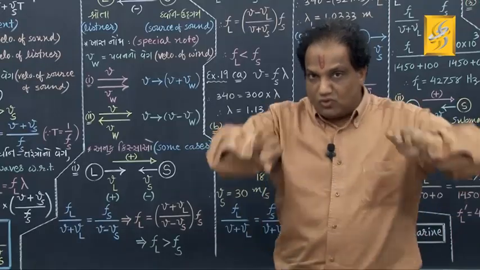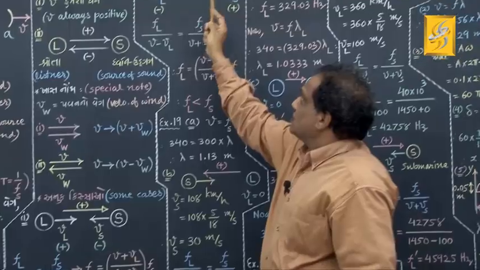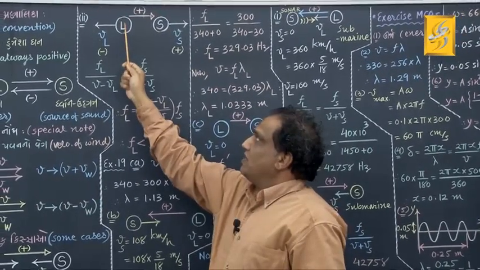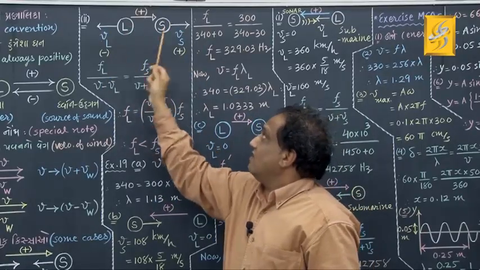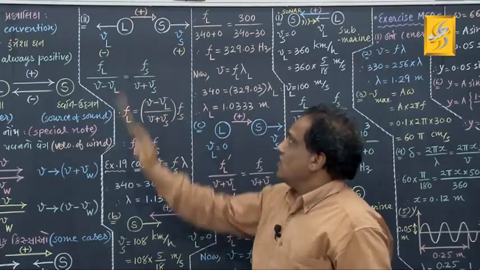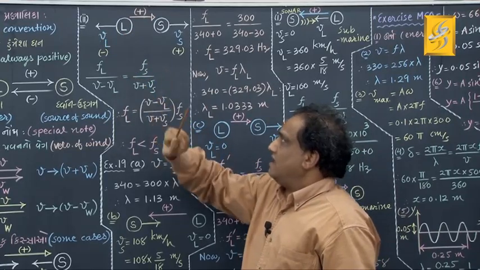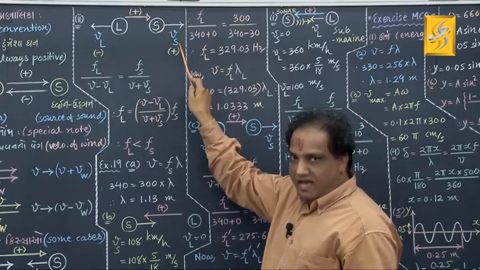Suppose listener and source are moving away from each other. Look, listener and source are moving away from each other. Say the listener is moving towards the left side, and the source is moving towards the right side. They are moving away from each other. The velocity of the listener is shown by the symbol VL. The velocity of the source is shown by the symbol Vs.